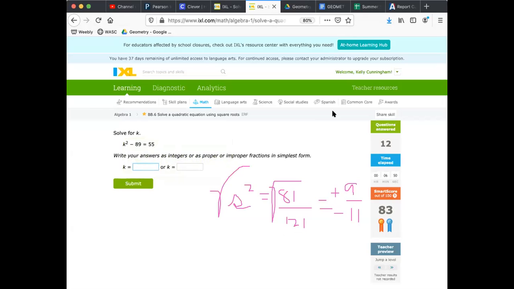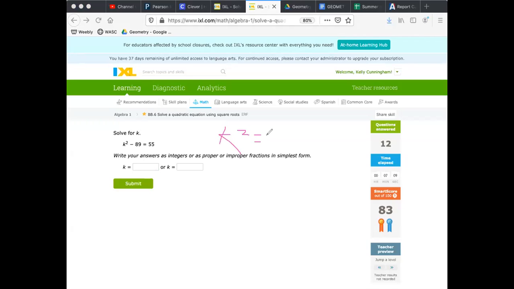Okay, so let's see, clear. So we would add 89. 89 plus 55 is 144. So you have k squared is 144. And you know the square root of 144 is 12.